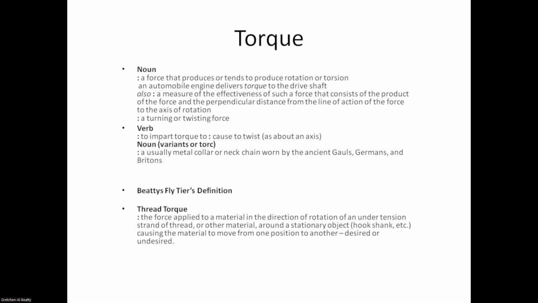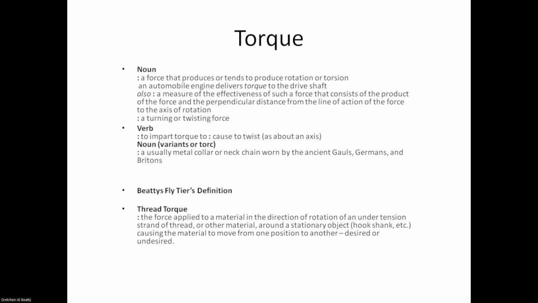Right here in this slide, we've got it as a noun and a verb and a variant. Basically, as a noun from Webster's Dictionary, it's a force that produces or tends to produce rotation or torsion. You can see there it talks about delivering torque to a drive shaft on a car. Now listen to this, because if you understand it, you're probably a little bit more educated than I am. It says, a measure of the effectiveness of such a force that consists of the product of the force and the perpendicular distance from the line of action of the force to the axis of rotation. Wow, that's just about as clear as mud. Anyway, it's called a turning or twisting force. I can understand that part.